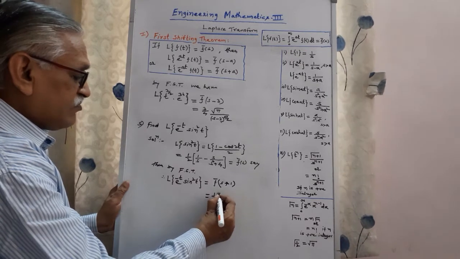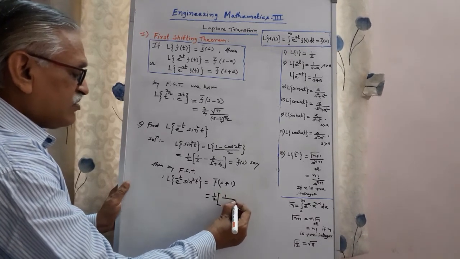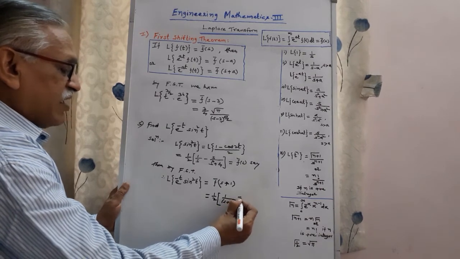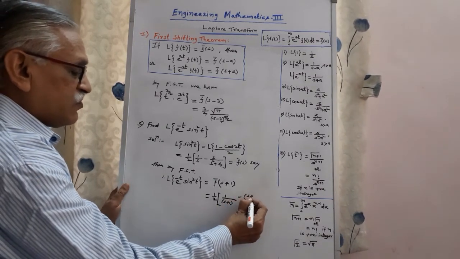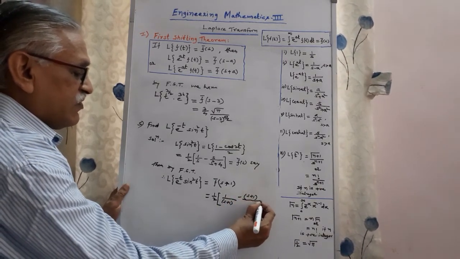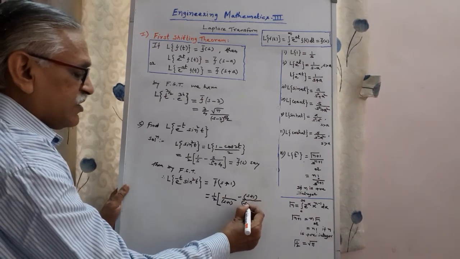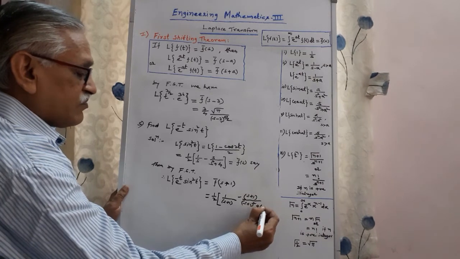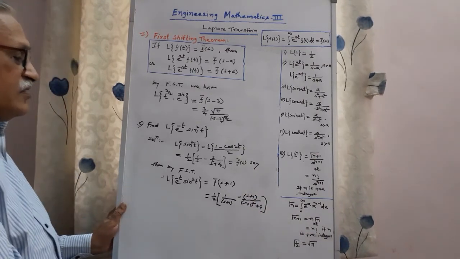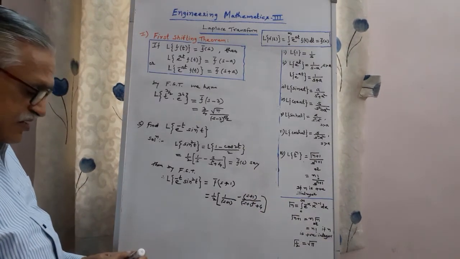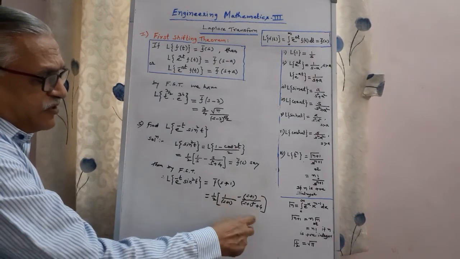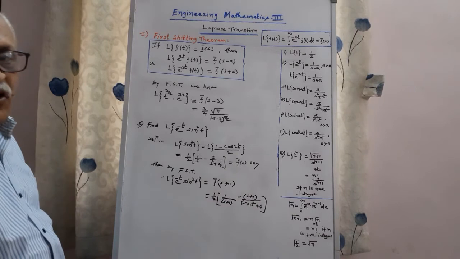1 by 2, 1 upon s plus 1 minus s plus 1 divided by s plus 1 whole square plus 4. This is the required Laplace transform. You can keep this as it is, or you can simplify it further by taking LCM or cross multiplication.